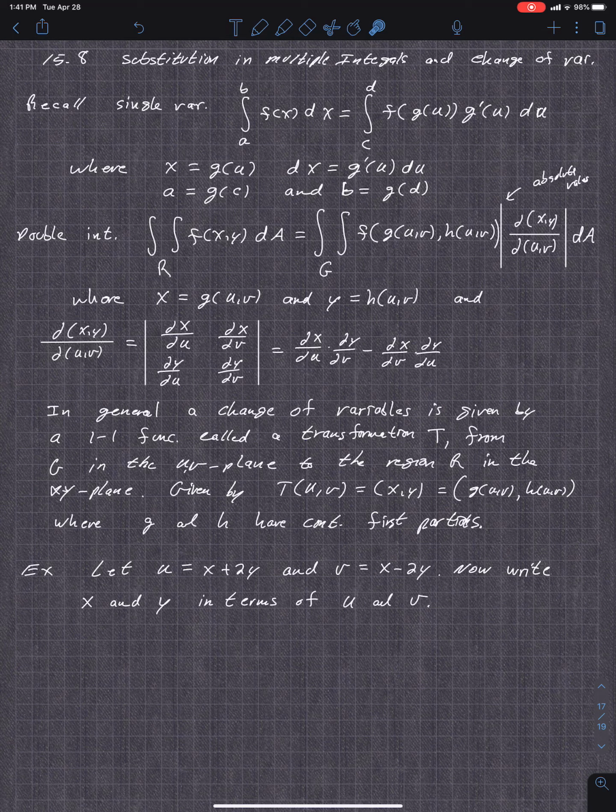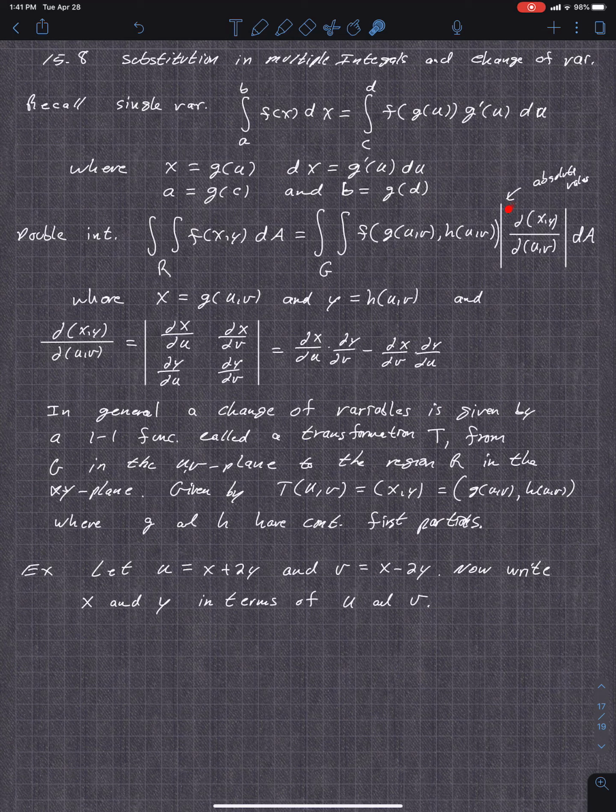So we're going to focus just on double integrals. You can extend this to higher orders, but we'll stick to functions of two variables like this. So take a look at a double integral over region R of f of x, y dA, where x and y you write as functions of two other variables, u and v, right? So x is equal to g of u, v and y is equal to h of u, v.